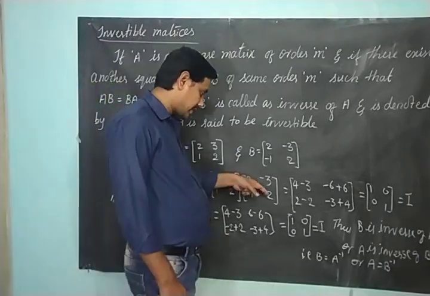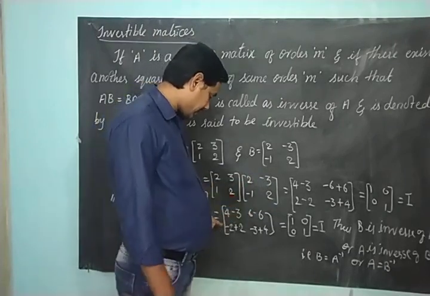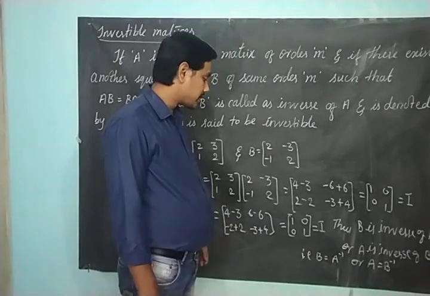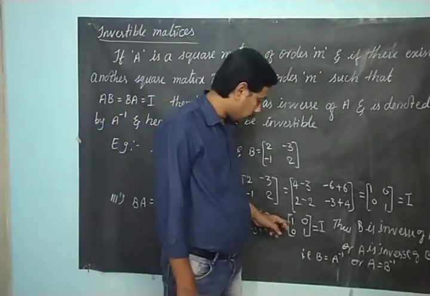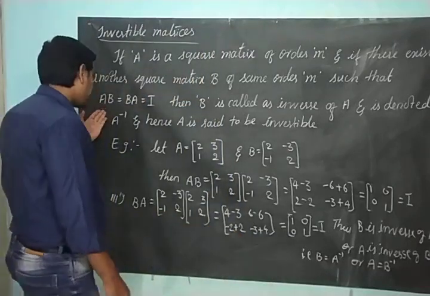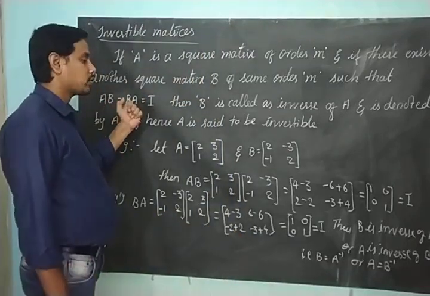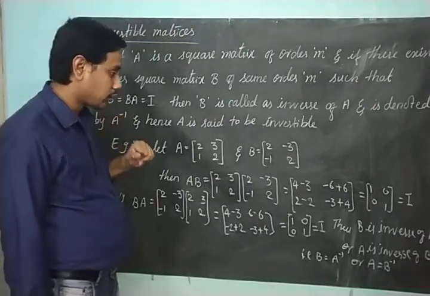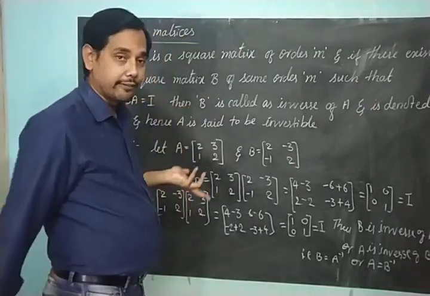Now 4 minus 3 is 1. 6 minus 6 is 0. Minus 2 plus 2 is 0. Minus 3 plus 4 is 1. So what did we get here? [1, 0; 0, 1]. That is nothing but I. So we got A into B equal to I, and B into A equal to I. Then we can say that B is the inverse of A, or A is the inverse of B.